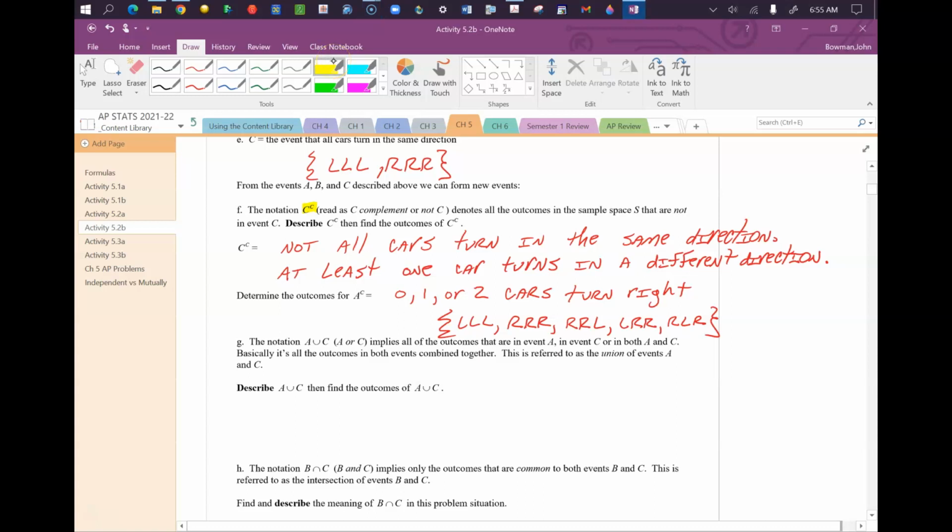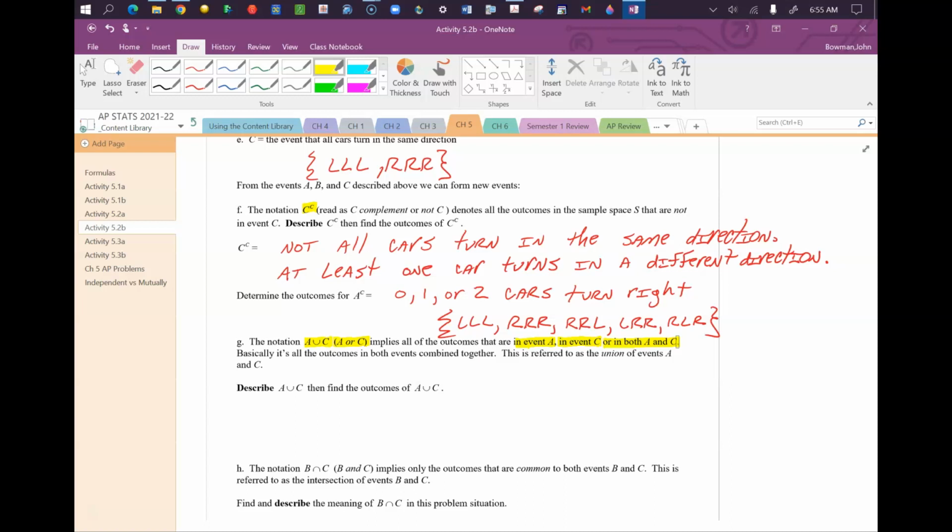When it comes to probability, the notation A union C or A or C implies all the outcomes that are in event A, in event C, or in both A and C. That is different than the English language. When we use or in the English language, it's an exclusive or. I'm either asleep or awake. When we use it in probability, we mean it's either event A or event C or both of those outcomes.